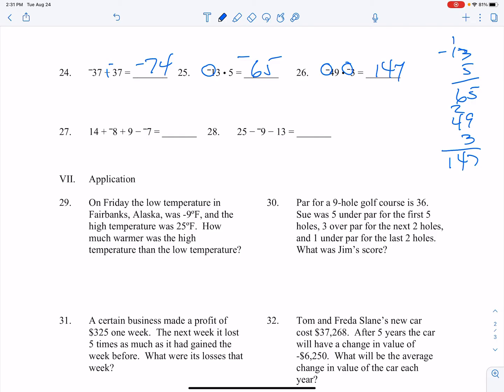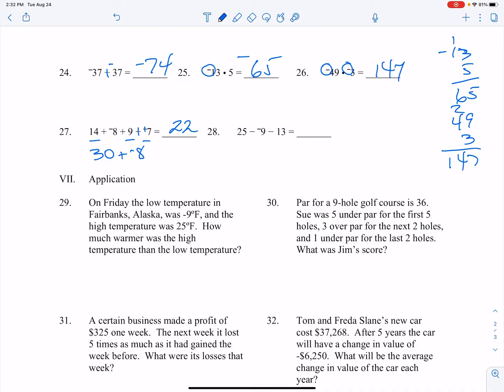Okay, now on number 27, you got several things going. So you got a plus, but then there's a minus. So we change subtraction to addition. We flip the next number to its opposite. Now you put like things together. So that means I've got a 14, I've got a 9, and I've got a 7. So you put all that together and you end up with 30. So 14 plus 9 is 23, plus 7 is 30, plus negative 8, which gives us positive 22. Signs are different, so you subtract.